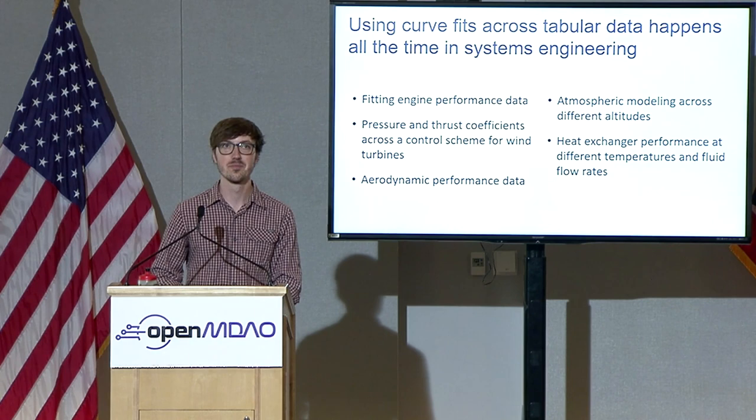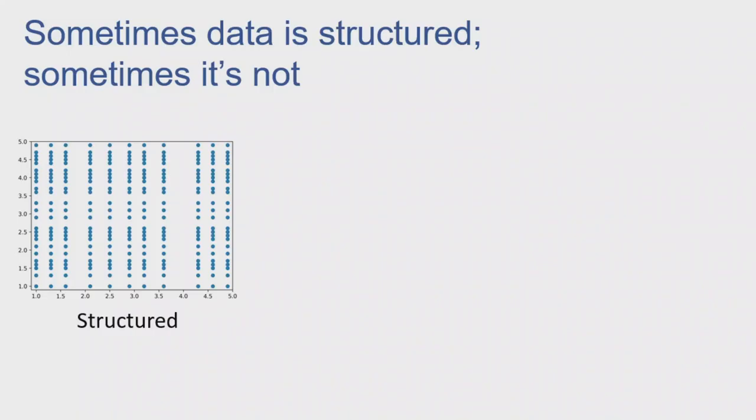So let's talk about what your data can look like. Sometimes it's structured. This is beautiful, it's wonderful, it's easy. It's got a nice pattern to it. And I don't mean like it has to be regularly structured. You can see these dots are in different places. That's still structured data. This is easy to interpolate. We can make this pretty darn fast.